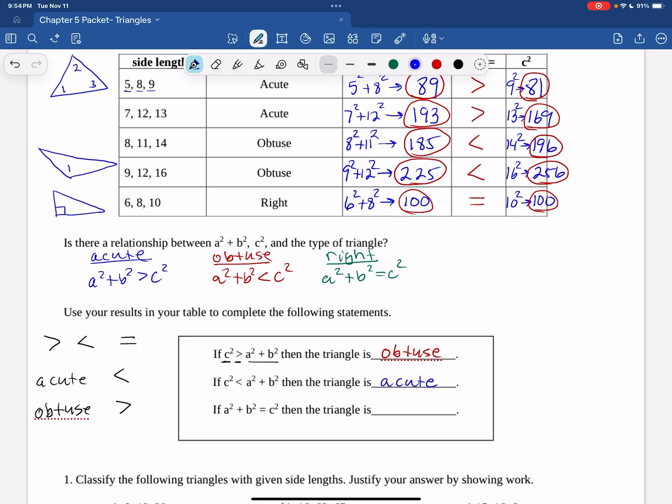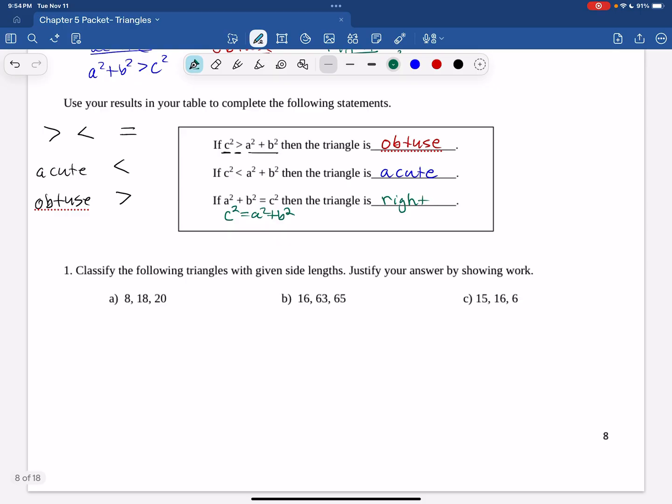And then right here, I like it better to leave the order. Sometimes you'll see it a squared plus b squared equals c squared. But since we're putting the first two in reverse order, I like to go ahead and leave this one as well. So when is c squared equal to a squared plus b squared? When the triangles are right. Okay, so let's go down here and let's practice one. I'm going to do A, and then I want you to do B and C.